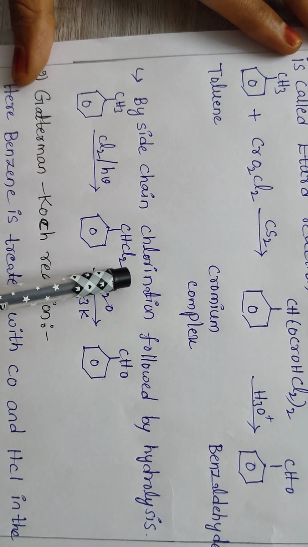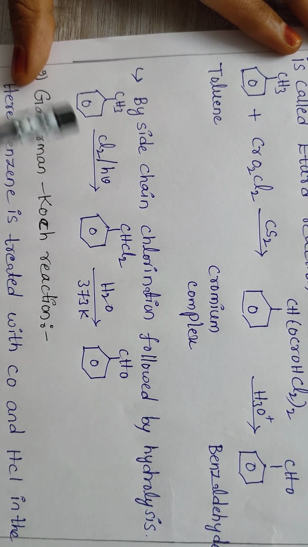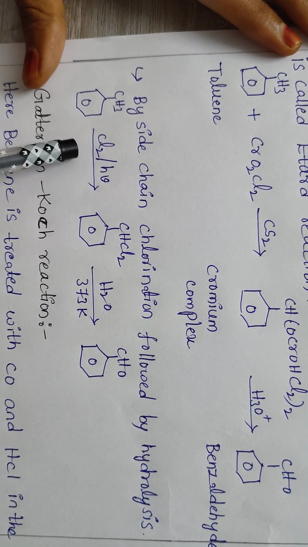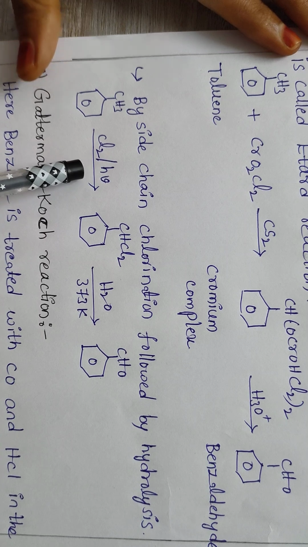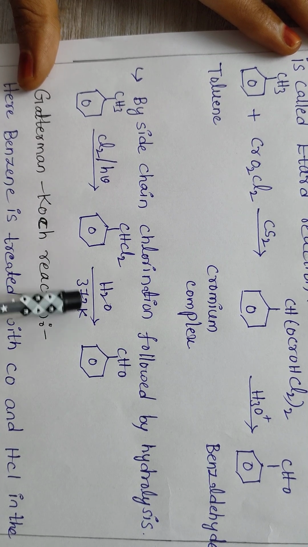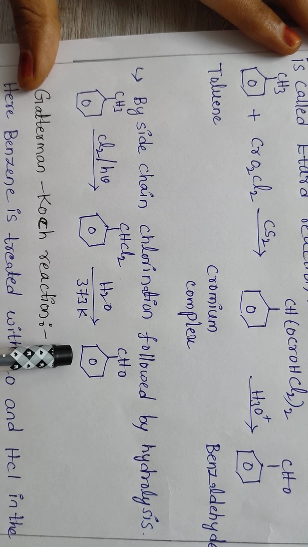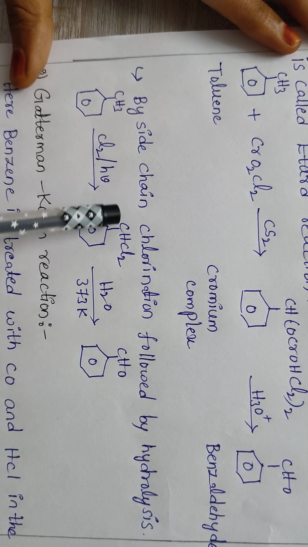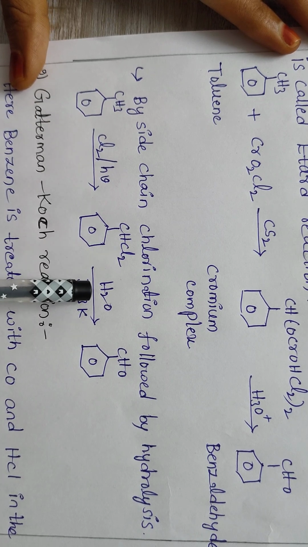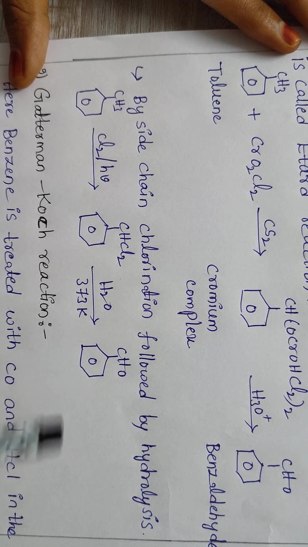Another method is side chain chlorination followed by hydrolysis. Here CH3 is the side chain. Side chain chlorination is the reaction with chlorine in the presence of UV light to form CHCl2. This is further hydrolyzed to form benzaldehyde. So, side chain chlorination followed by hydrolysis gives benzaldehyde.